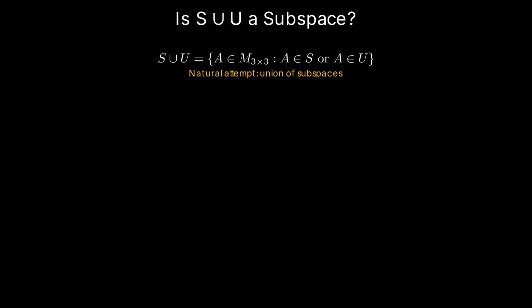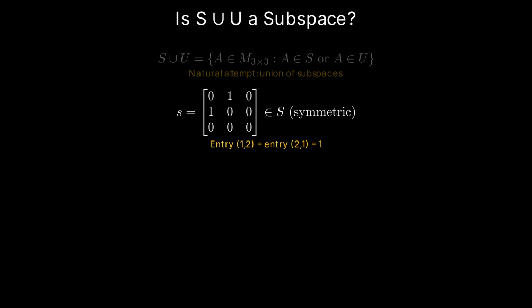We have two 6-dimensional subspaces inside a 9-dimensional space. A natural attempt to combine them would be to take S union U, that is, every matrix that is symmetric or upper triangular. But watch what happens. Take this symmetric matrix S: row 1 is 0, 1, 0, row 2 is 1, 0, 0, row 3 is 0, 0, 0.